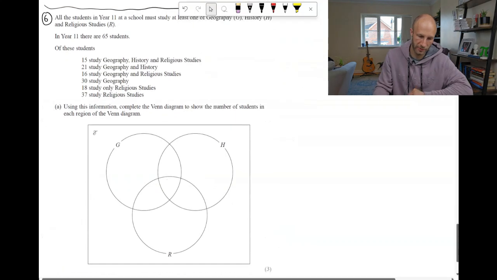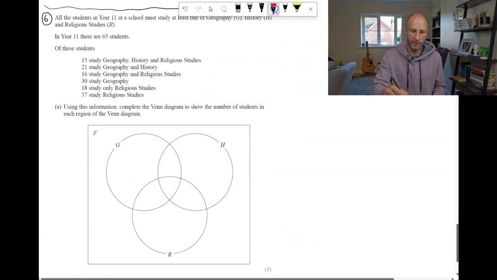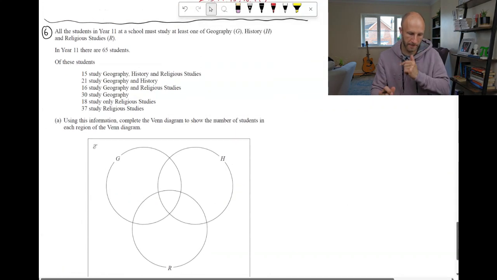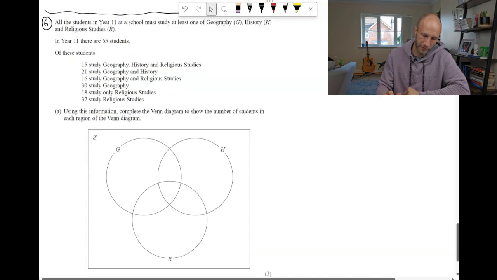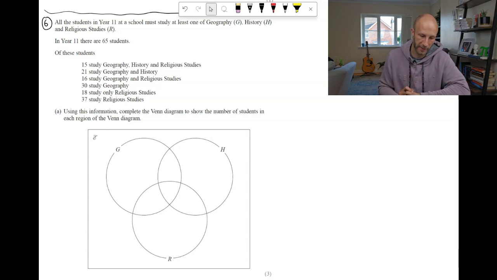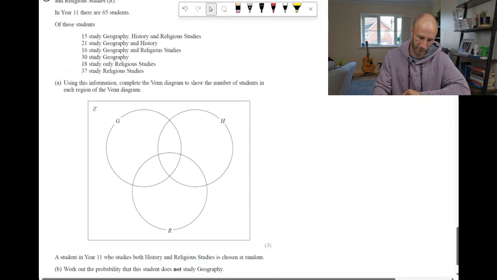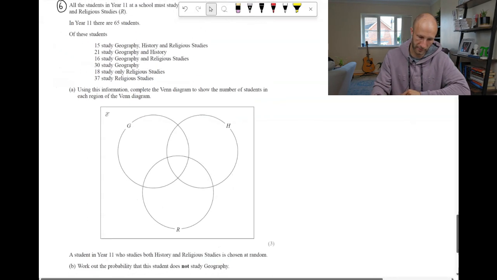And then the last question, which is kind of a three-way kind of Venn diagram. So year 11 students study one of geography, history, and religious studies. There are 65 students in total. All parts of the Venn diagram add up to 65. And then we've got various things that are part of this. So if you want to pause the video and have a go, then please do. There's a couple of questions here on this as well.